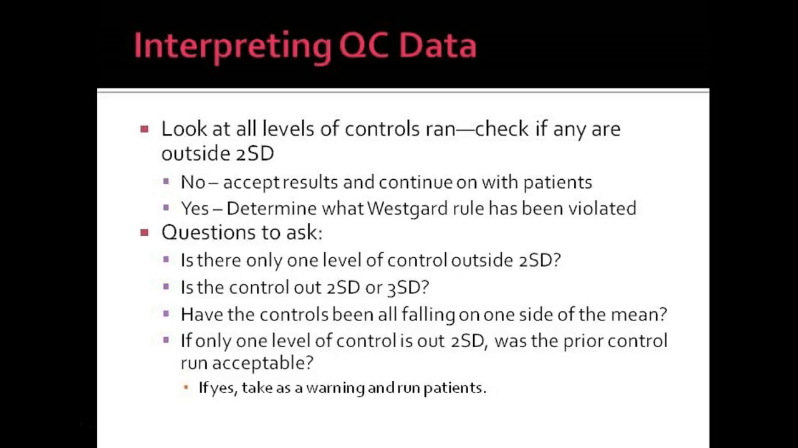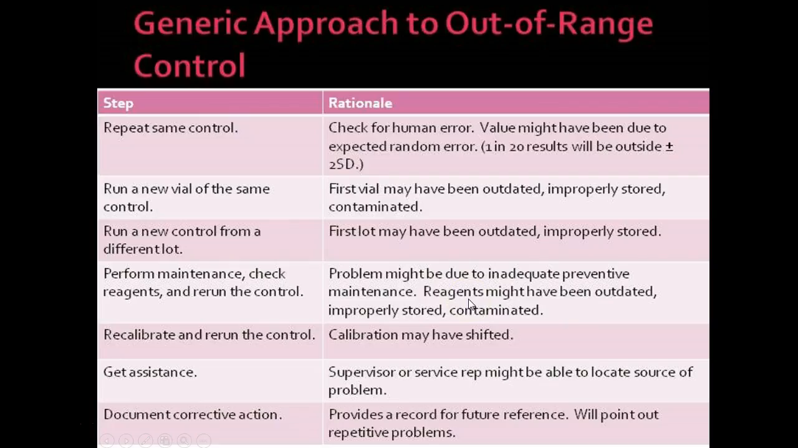If we need new QC, do we need new reagent, or is there something on the analyzer that needs to be fixed? Here are some general approaches to out-of-range QC. We can repeat the control, which is the first thing that you usually do, to see if there's a human error, right? We can run a new vial, which is what you might want to do next to see if it's been outdated, improperly stored, or contaminated. We can run a control from a different lot if the old lot is maybe too old.